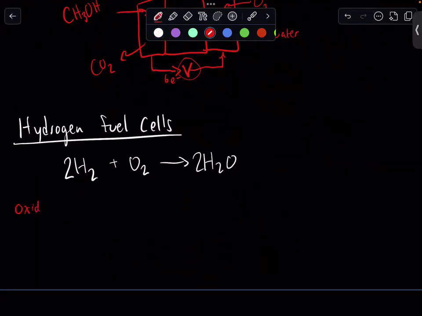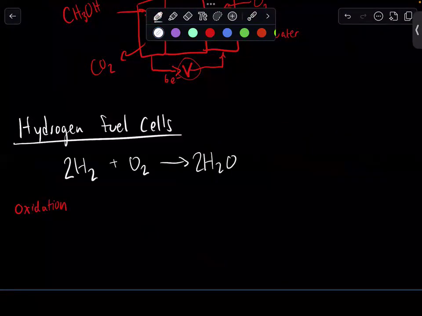So we'll start with the oxidation one first. Remember, oxidation being the loss of electrons. So our oxidation reaction is we take our two hydrogen gases and we just break them up in the presence of an acid into hydrogen plus, 4 of those, plus 4 electrons. So basically what we're doing is we're just stripping 4 electrons from our hydrogen.